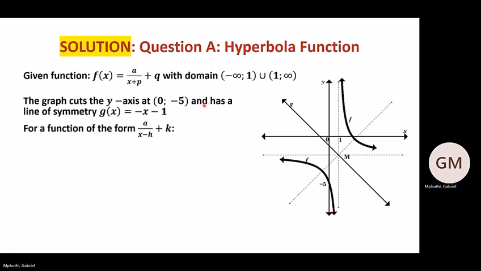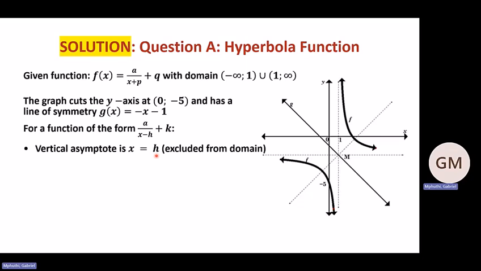Okay, so for a function of the form a divided by x minus h plus k, we have our vertical asymptote as x equals h, where h is excluded from the domain, and we have our horizontal asymptote as y equals k. Now, our h is excluded from the domain, and our horizontal asymptote is y equals k.